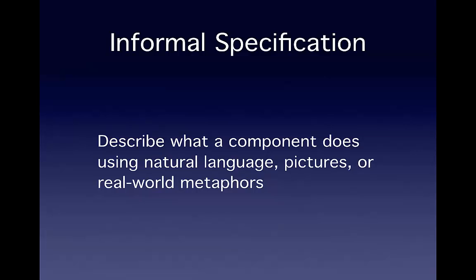We're going to divide specifications into two broad categories: informal specifications and formal specifications. An informal specification describes what a component does using natural language, like English, and perhaps using pictures or metaphors, things that help human beings like you and me understand what a component should be doing.